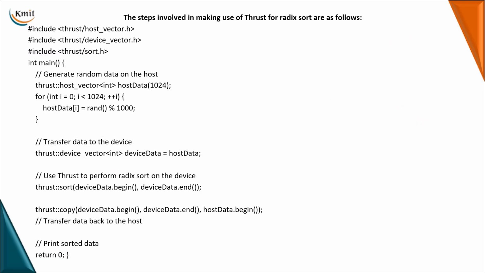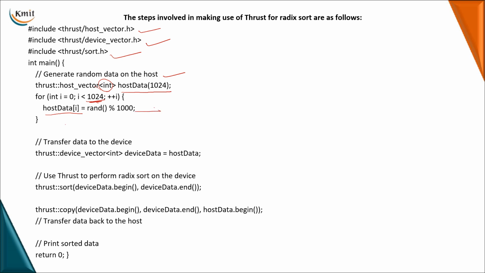Let me show you an example of writing a program here. For that, we have to include vector.h, device.h, and sort.h, and you generate normal data on the host. So it is host_vector. You specify that it is an integer type, and the host data capacity is 1024. In the host data array, you can store 1024 elements. It is not required to fill it; this is just the capacity. You can reduce the number and store the data.